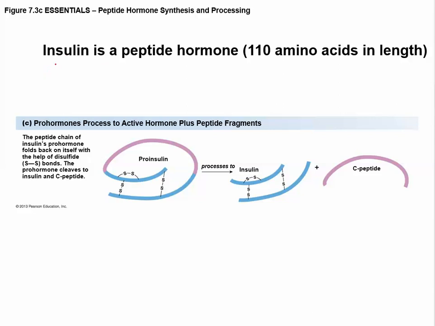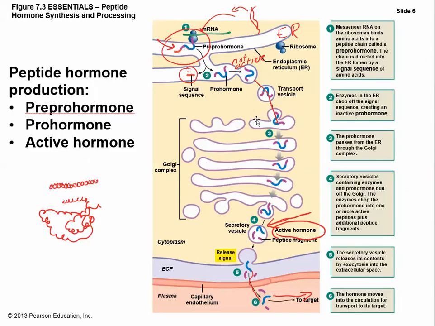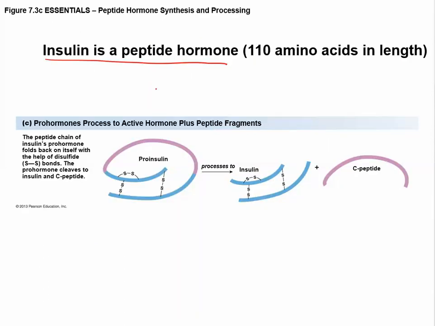So if we say that was insulin, insulin is a peptide hormone. If we imagine that this is the process that insulin goes through to be produced, insulin is a hormone that's about 110 amino acids in length. We still call it a peptide. Like I said, it's pretty vague about what counts as a peptide versus a protein, but it's short. It's a pretty small protein or peptide.